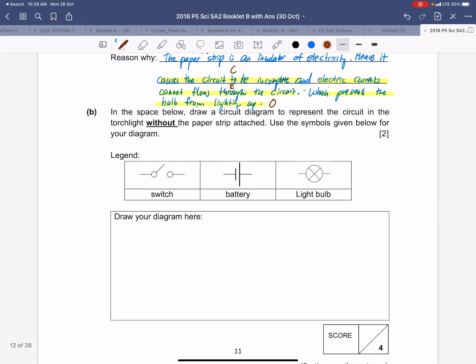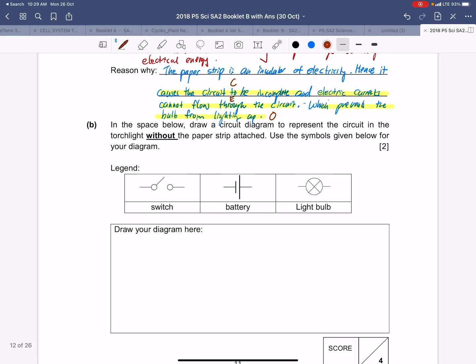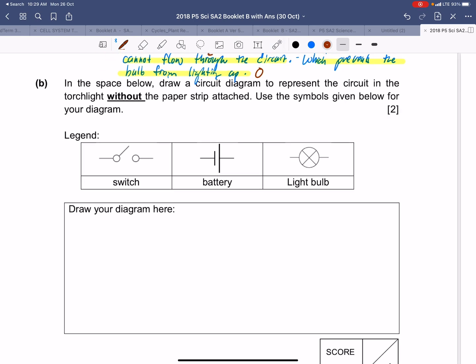Okay, moving on. Now in the space below, draw a circuit diagram to represent the circuit in a torchlight without the paper strip attached. Use the symbols given below for your diagram. This question is actually very kind to you. They gave you the symbols. Now in exams, you could be asked to draw without any symbols given. So make sure you memorize them.